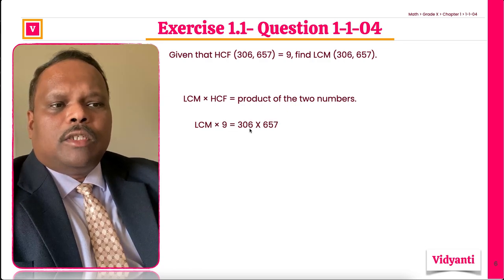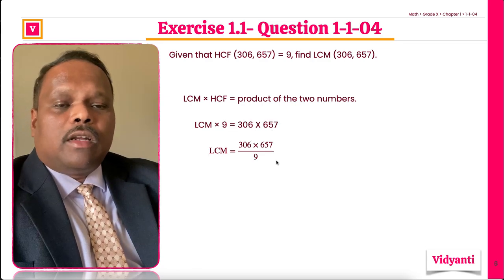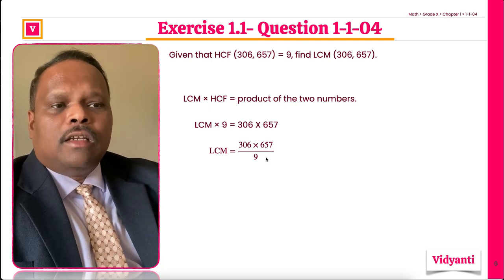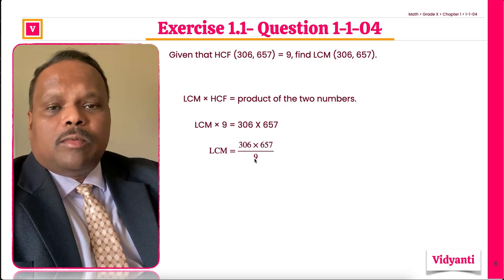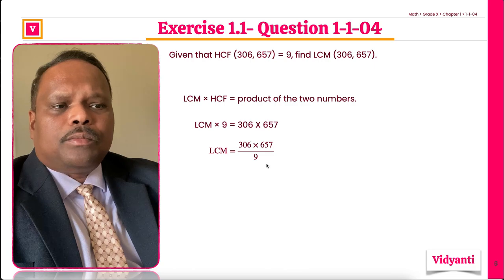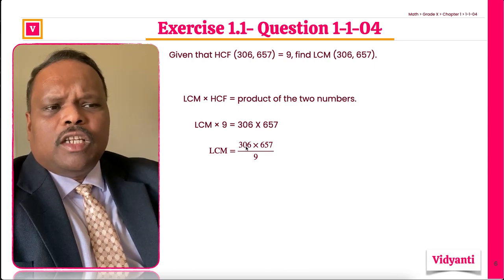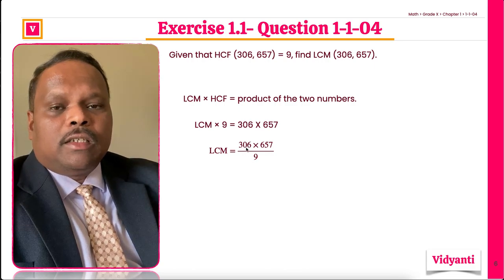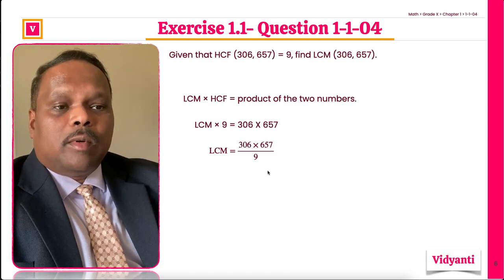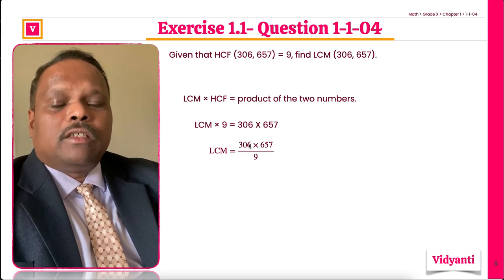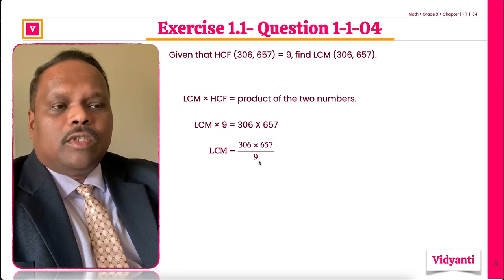LCM times 9 is equal to 306 times 657, and the 9 will be taken to the other side. 306 is divisible by 9. How do I know? Because for 306, the sum of the digits 3 plus 0 plus 6 is 9. 9 itself is divisible by 9. So that means this 306, the original number, is divisible by 9.